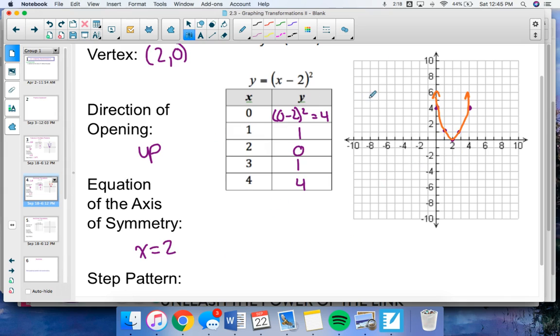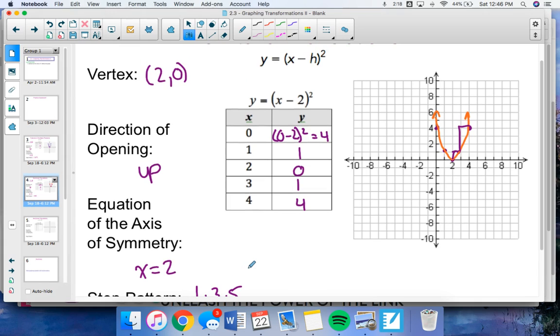And our step pattern, did it change? Up 1, over 1, up 3, over 1. So no, it's the same. Okay. So that's the graph for y equals x minus 2 squared.